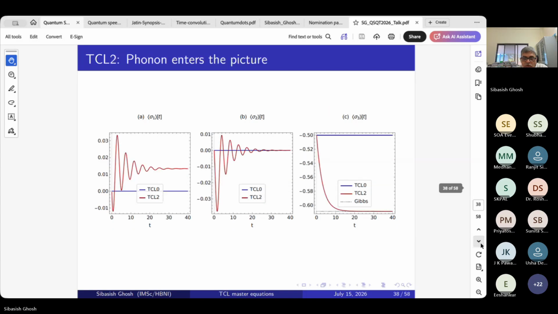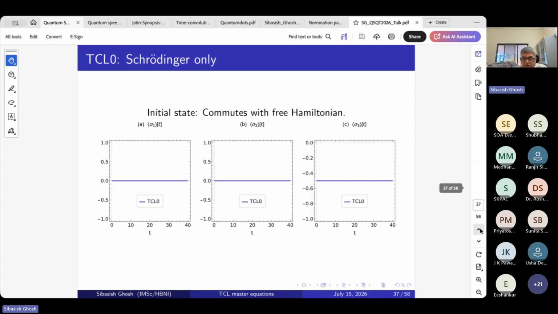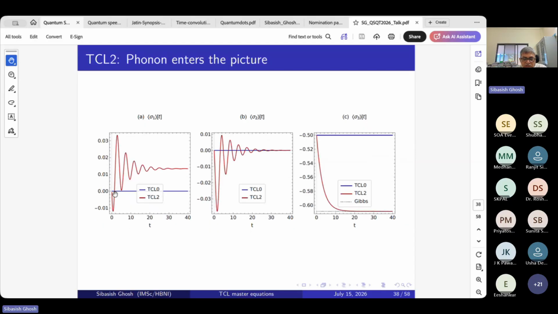Okay, good. So now you go to TCL2 where these phonons enter into the picture. Because you have the phononic bath, here also you have to take lambda, the interaction strength, to be a small value. This red curve is for TCL2 for sigma 1 of t, that means sigma x average value at different times. You see that there is oscillatory behavior, but finally it reaches some equilibrium value. Similarly for sigma 2, that is sigma y, and for sigma 3 it reaches some equilibrium value, and this dotted line is for the Gibbs state. Here this is ultra weak coupling, for TCL2.